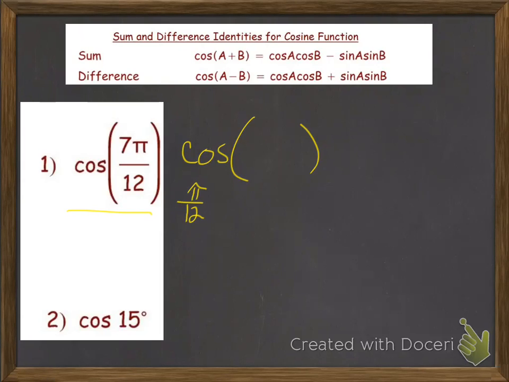So if you think about, or it could be a difference. In this case, it's going to be a sum. What adds to be 7? I have 3 pi over 12 and 4 pi over 12. Now I'm using 3 and 4 because 3 pi over 12 will reduce to pi over 4, and 4 pi over 12 will reduce to pi over 3. Once I have those, I have my A and my B.